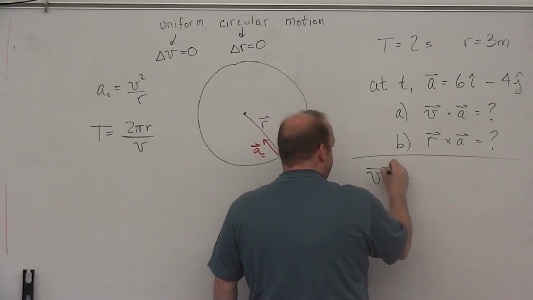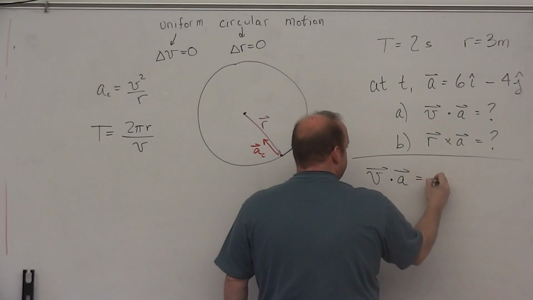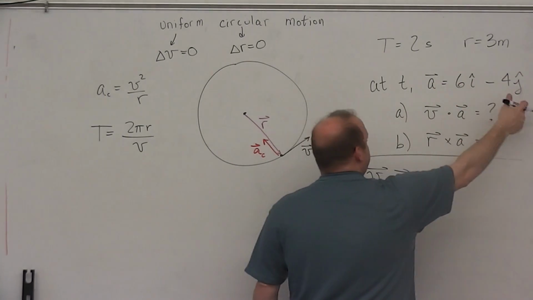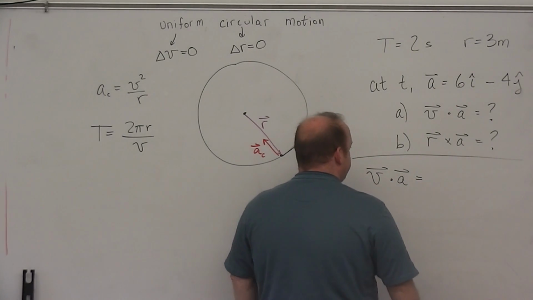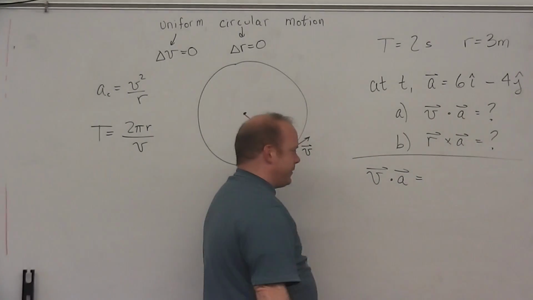Remember, v dot a, and you say, well, wait a second, I can't get v. I've got a, but I don't have v. And there's no time factor here, so how can I figure this out? There are ways that you can do that. I'm not really going to get into that though. I want you to see something.